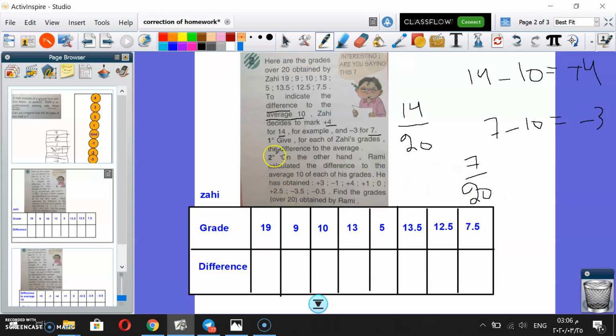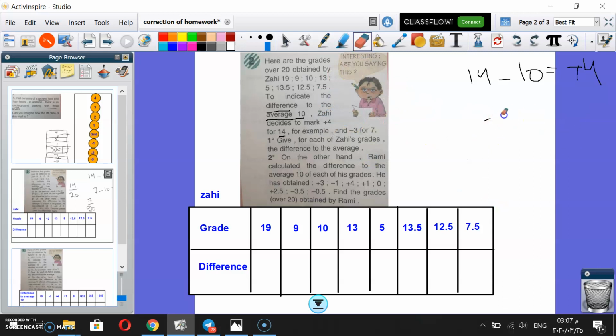In part 1, it is asking us to give for each of Zahi's grades the difference to the average. So these are the grades of Zahi: 19 over 20, 9, 10, 13. We are going to find the difference. So suppose that Zahi got 19 over 20. Okay, we are going to find how many grades he is above or below the average.